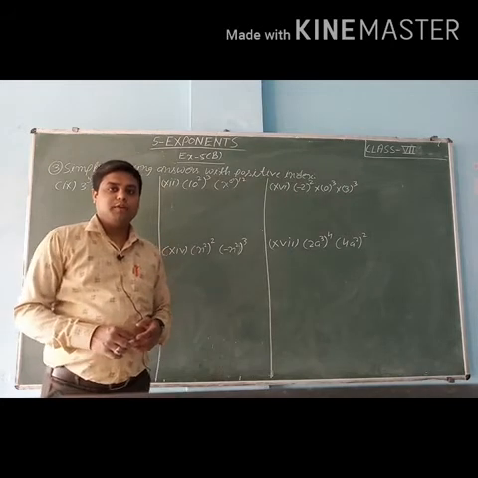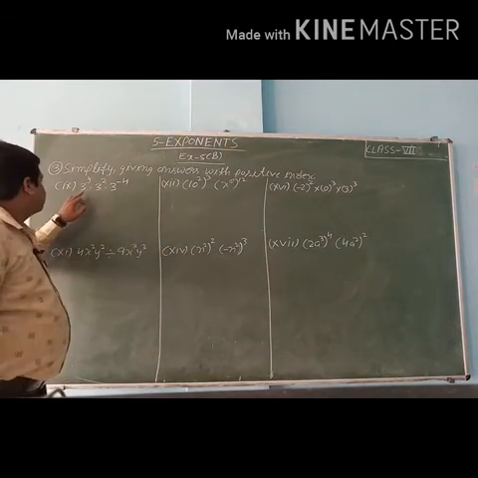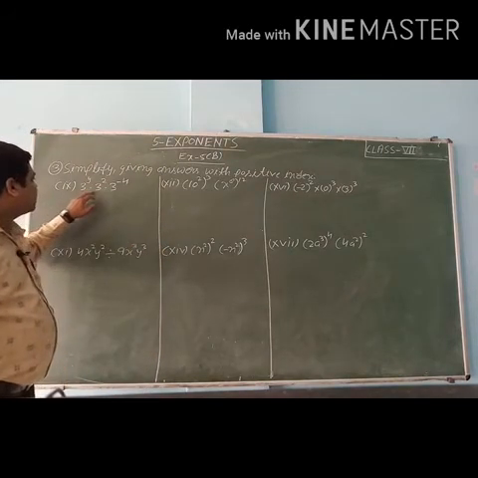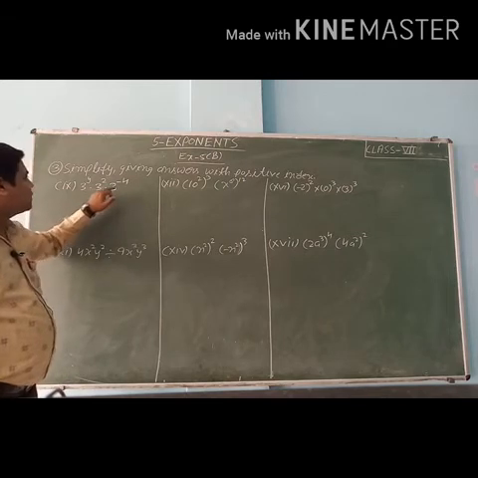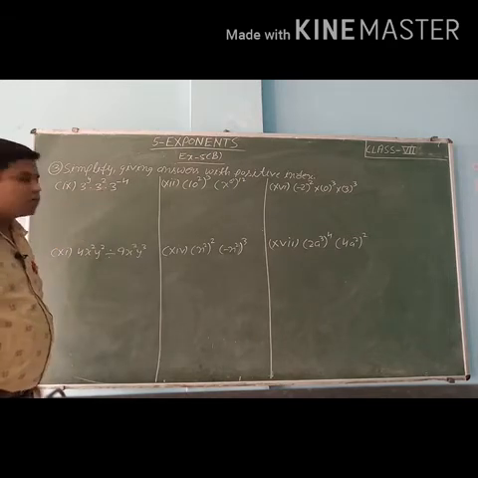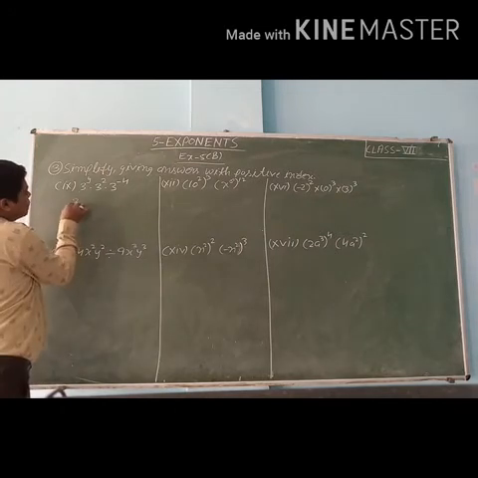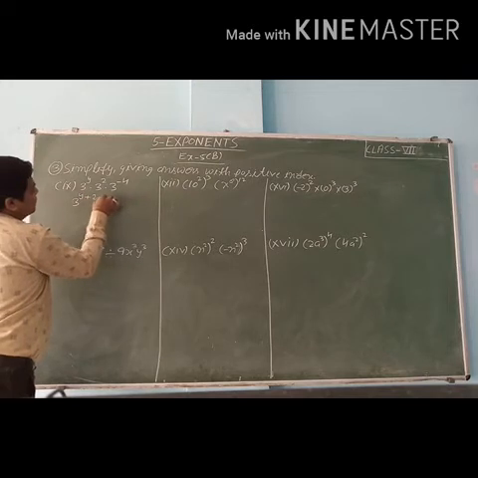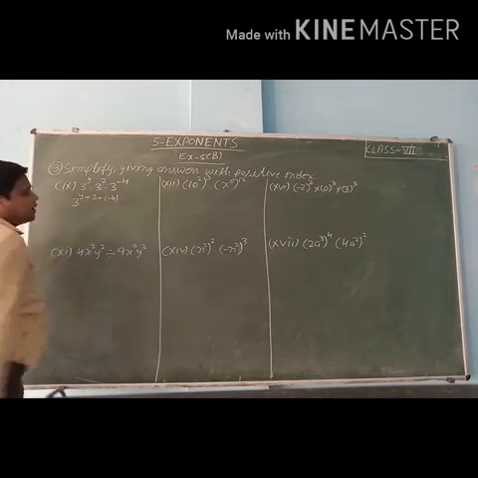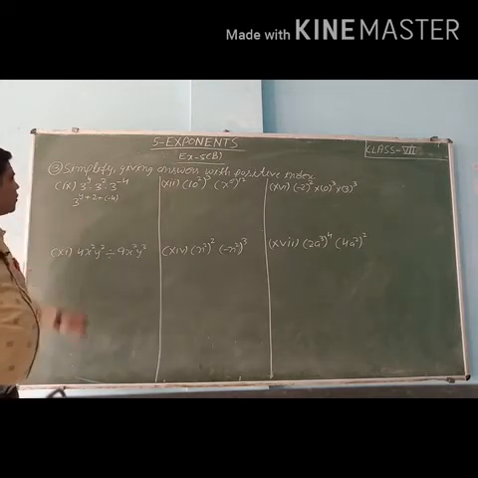Now students, see ninth part. 3 raised to the power y multiply 3 raised to the power 2 multiply 3 raised to the power minus 4. So bases are same and they are in multiplies. We can add the powers. So 3 raised to the power y plus 2 then plus minus 4 inside the bracket. Now first we will open the bracket.